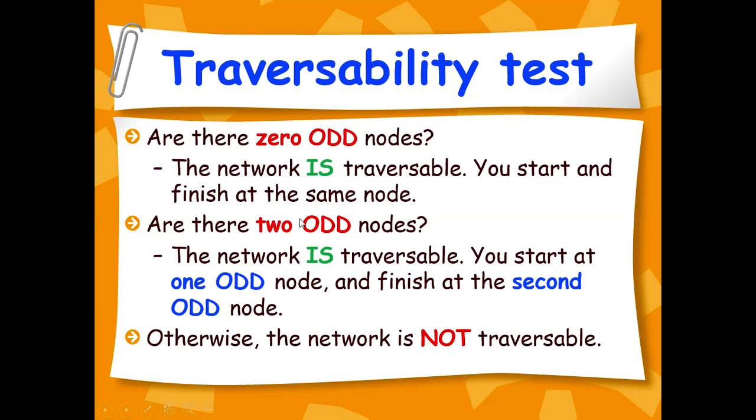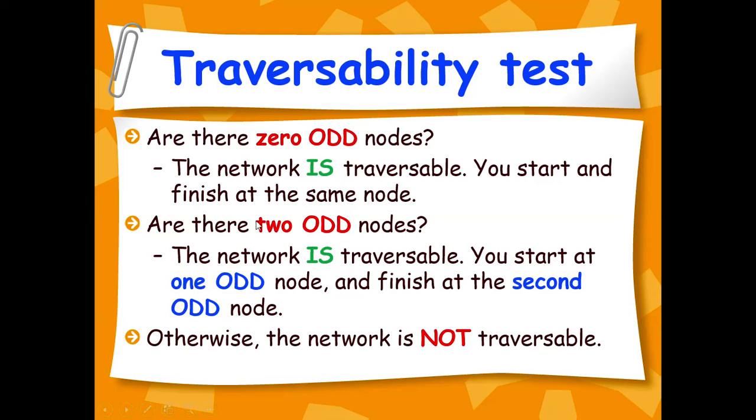We've got to look at whether they are odd nodes or even nodes. So that's our first thing we do, work out the order, and whether they are odd or even. Then we say, if you've got no odd nodes at all, so all of your nodes are even, then your network is traversable, and you can start and finish at the same place. You start somewhere, cross bridges, and end up back where you began, and you would have crossed each bridge once and only once.